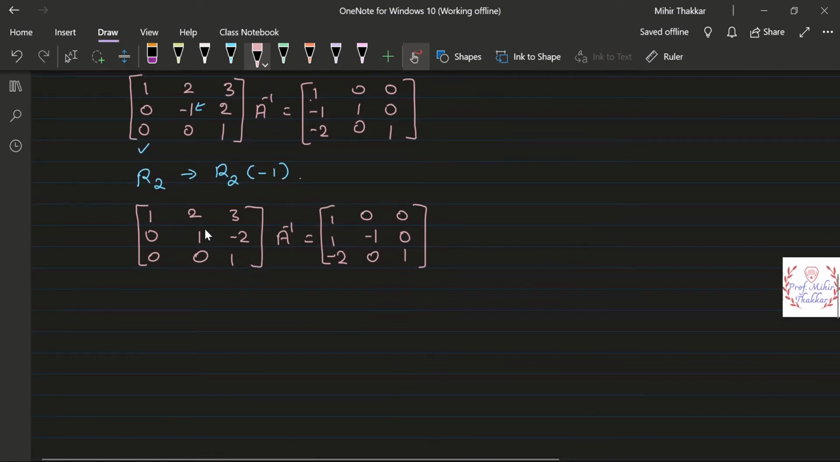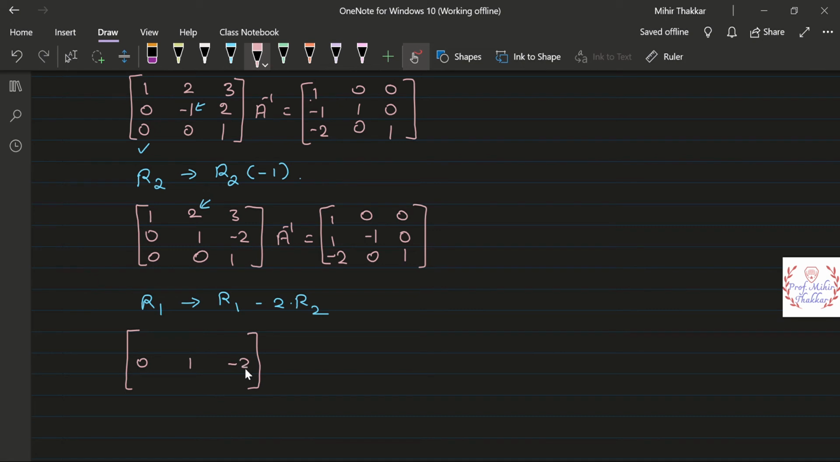After that, we have to convert this element into 0. So we have to change in the first row. So R1 changes to R1 minus 2 into R2. So in such a case, second row and the third row, no change, bring it down. And 1. The entire first row will now change. So let us see how to change that.